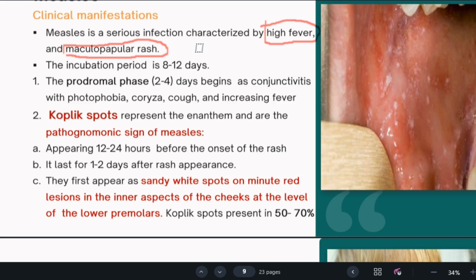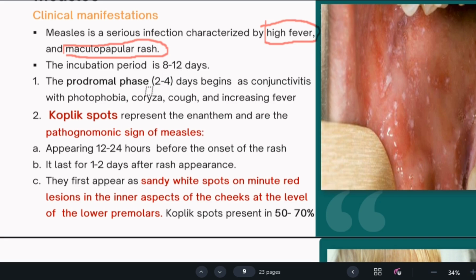First, the incubation period is 8 to 12 days. What happens in this period? The virus migrates to regional lymph nodes and there will be primary viremia, viral spread to the reticuloendothelial system, and secondary viremia occurs. Then the virus spreads to body surfaces. This lasts 8 to 12 days.